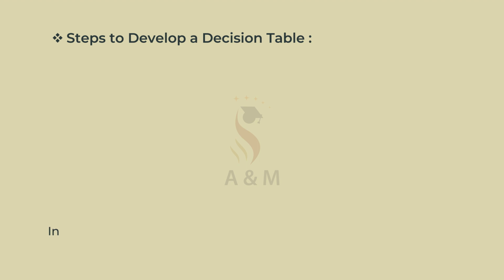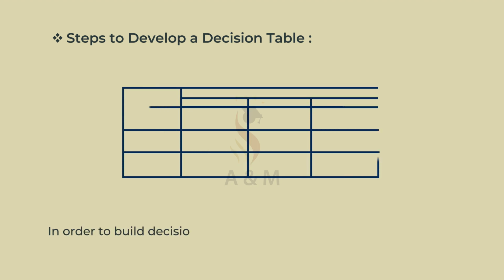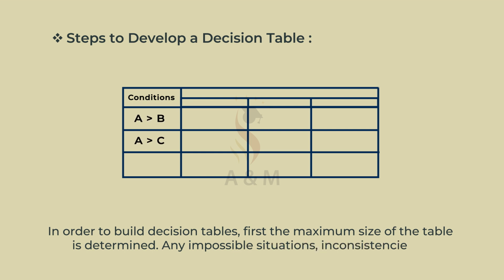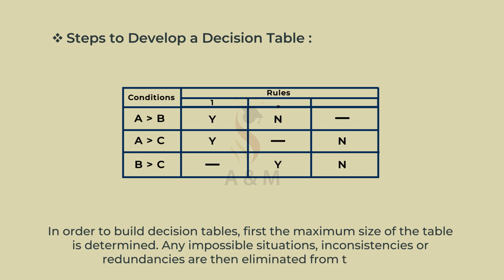Note that in order to build decision tables, first, the maximum size of the table is determined. Any impossible situations, inconsistencies or redundancies are then eliminated from the table.